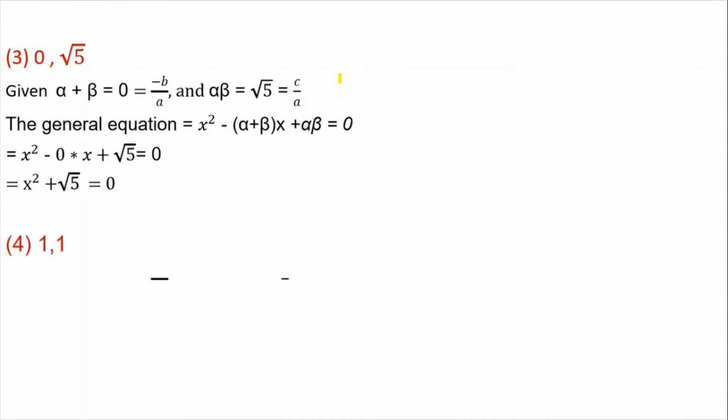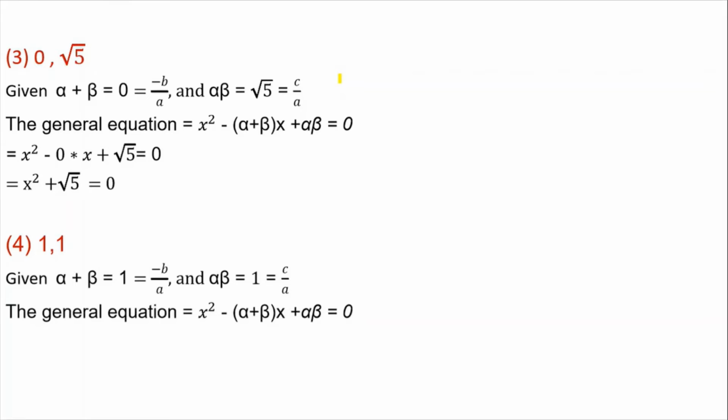Next, 1 comma 1. Given alpha plus beta is equal to 1 and alpha beta is equal to 1. So the general equation is x square minus alpha plus beta into x plus alpha beta is equal to 0. If we substitute in that, we are getting x square minus x plus 1 is equal to 0.